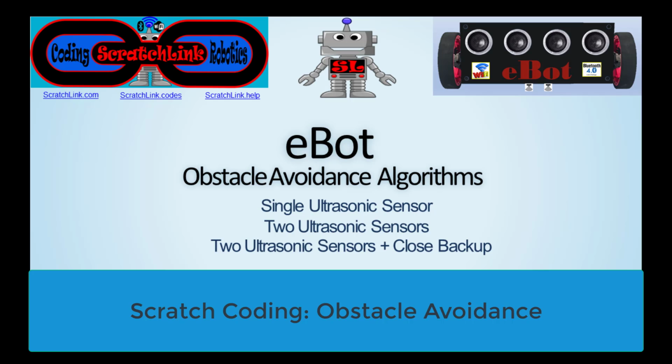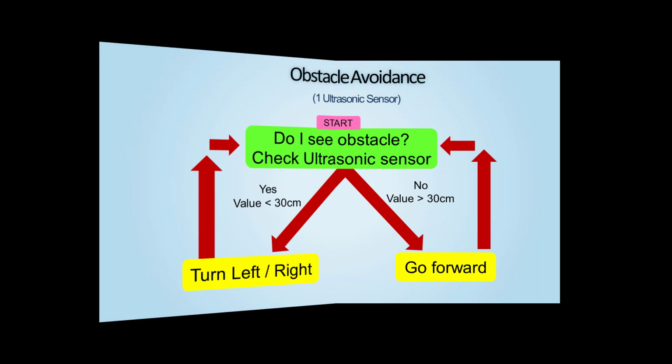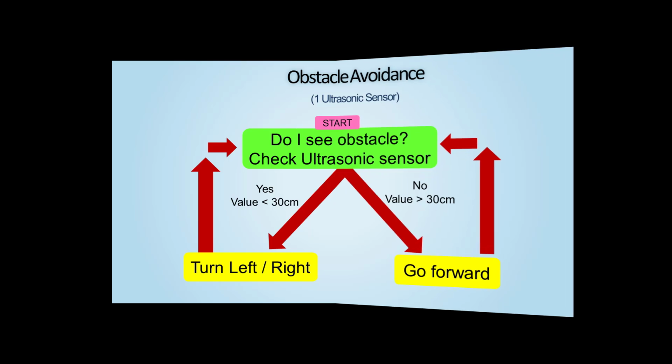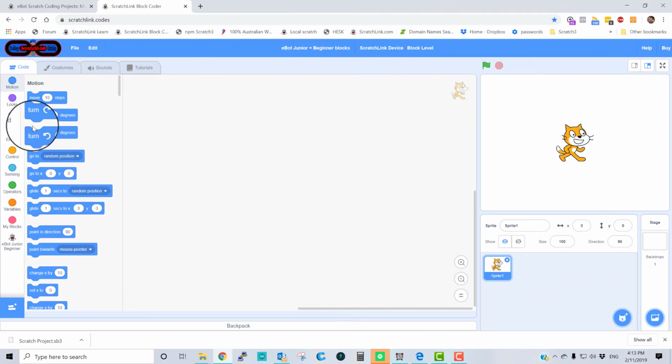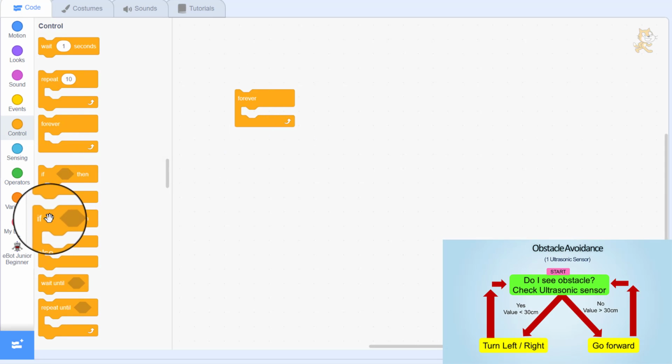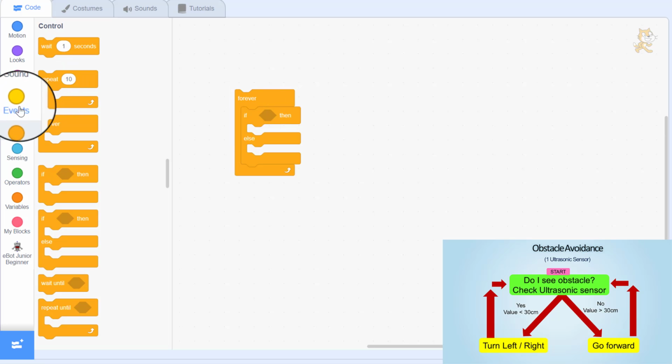Today we will be looking at the obstacle avoidance algorithms and coding the eBot to navigate around the place and not crash into things. So there's three algorithms. We'll start with the simplest one, which is just a single ultrasonic, and that involves turning away. It doesn't matter which direction, checking the ultrasonic and turning away if it sees something, otherwise going forward. Great. So the essence of that is a forever loop with an if then else statement in it.